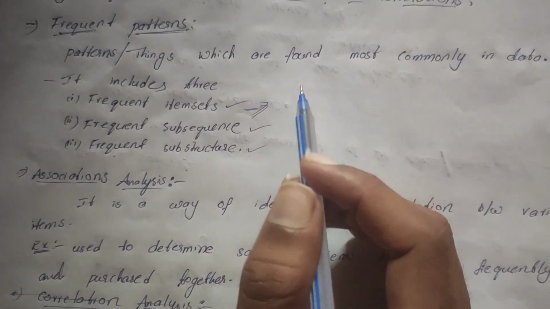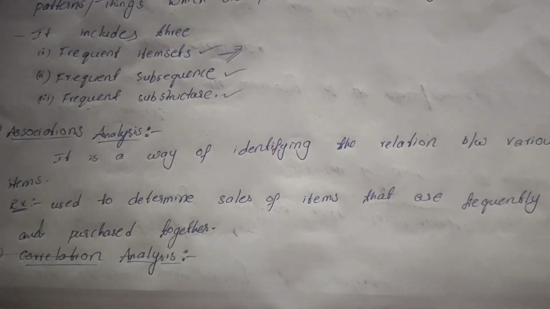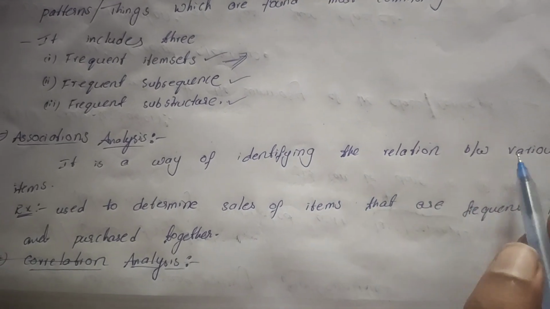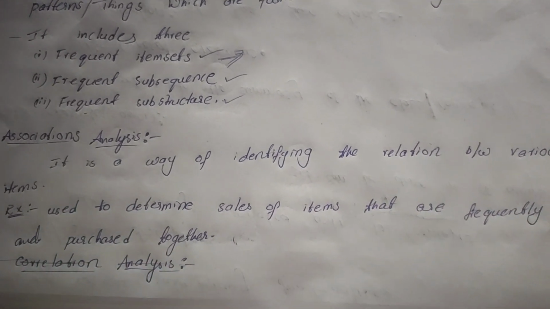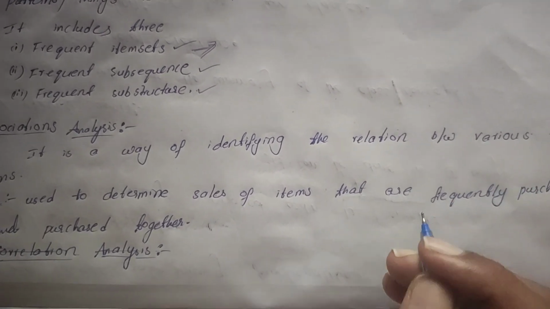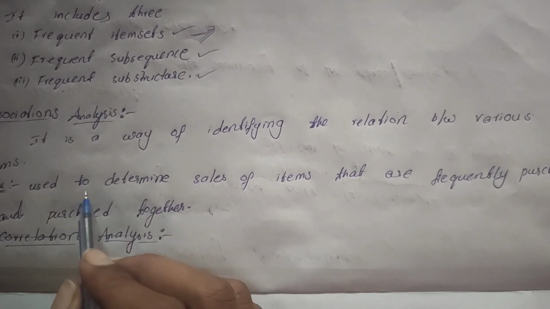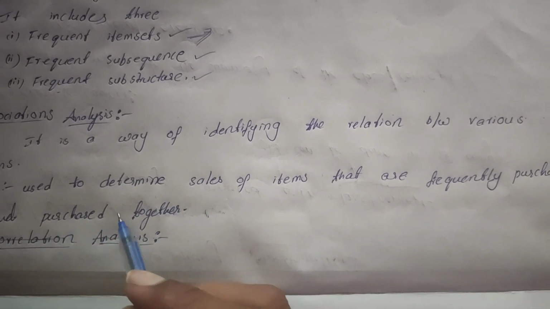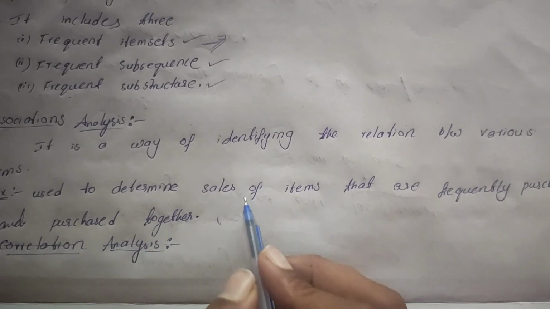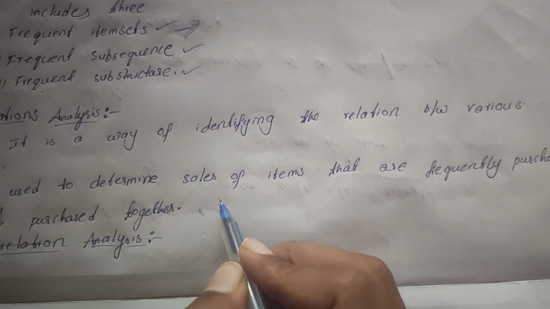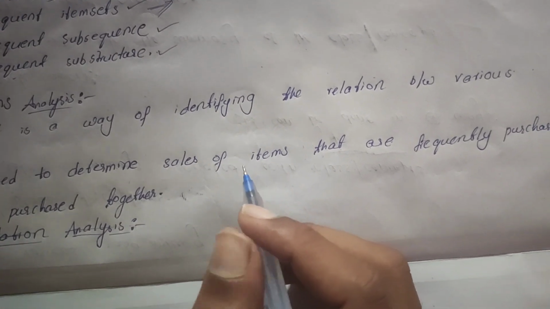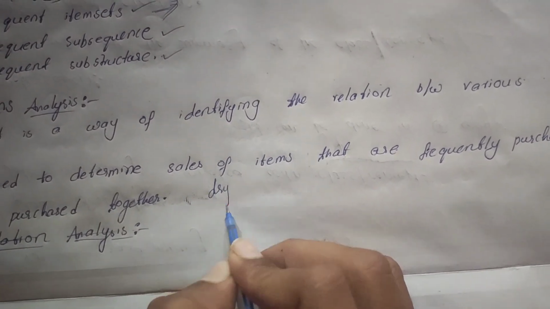Next, association analysis. It is the way of identifying the relation between the various items. For example, it is used to determine the sales of items that are frequently purchased together. Consider what is frequently purchased. In stores we will purchase dry fruits, right?